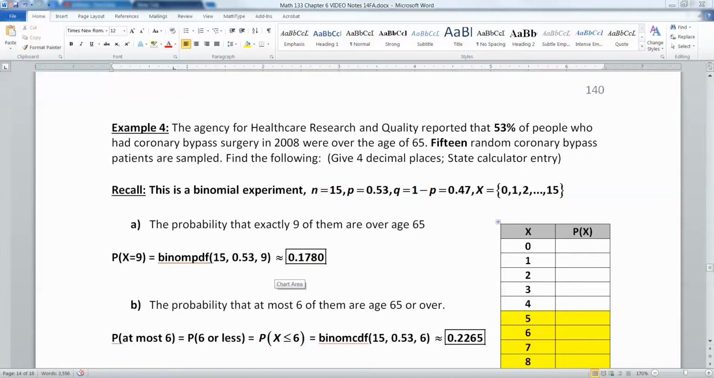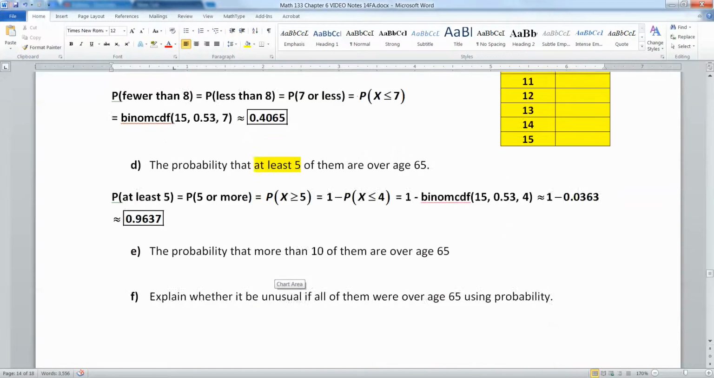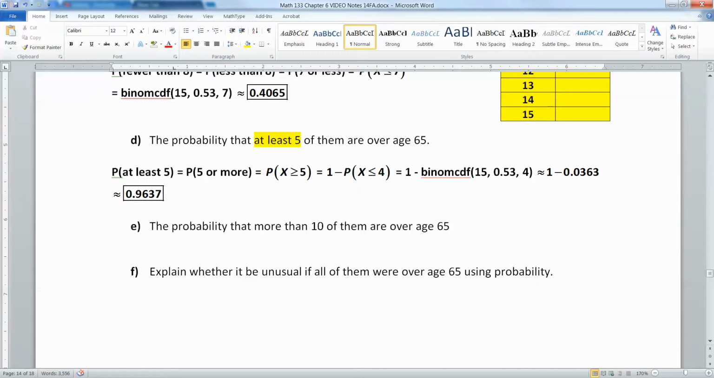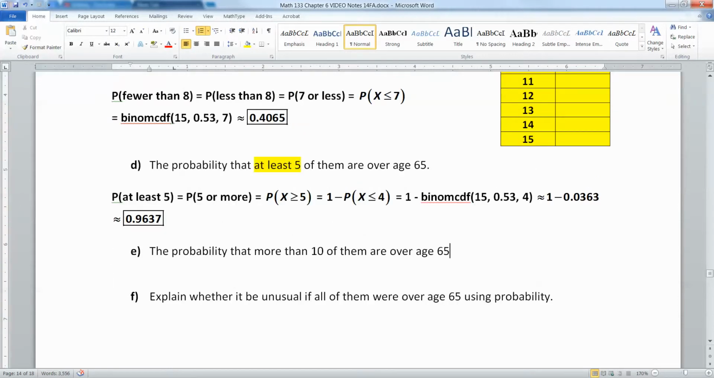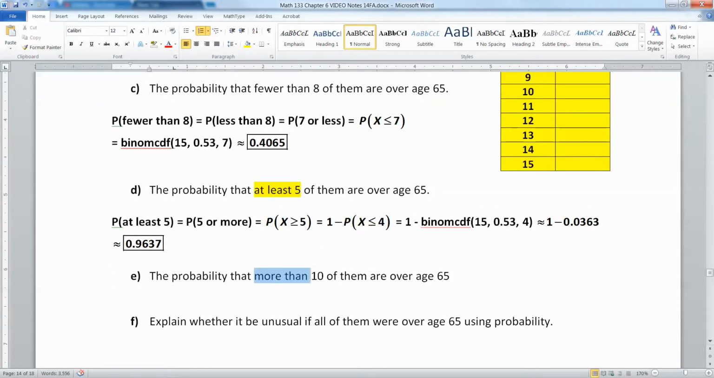In the last video, we couldn't quite finish out this example, so let's finish it out now. Remember that we have a binomial experiment where n is 15, because you're looking at 15 random patients, and the probability of them being over age 65 is 0.53, so that's your probability of success. So down here for part E, we want the probability that more than 10 of them are over age 65. So let's see what more than 10 would look like.